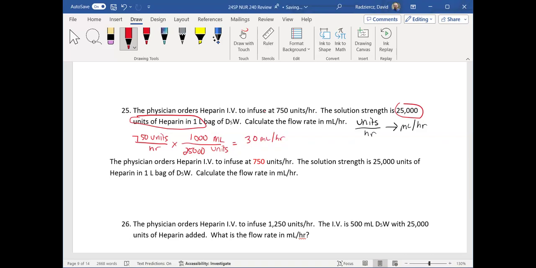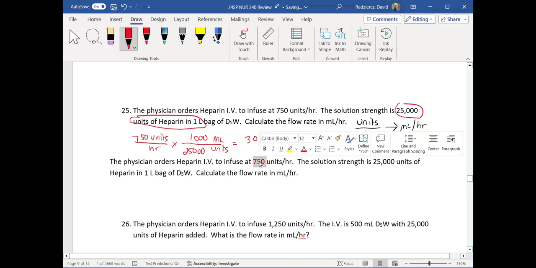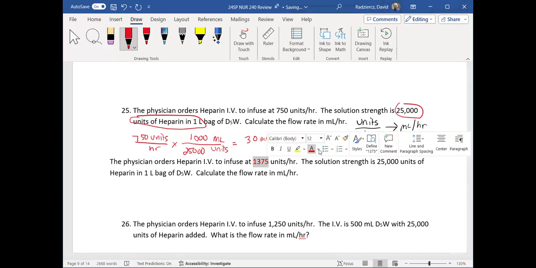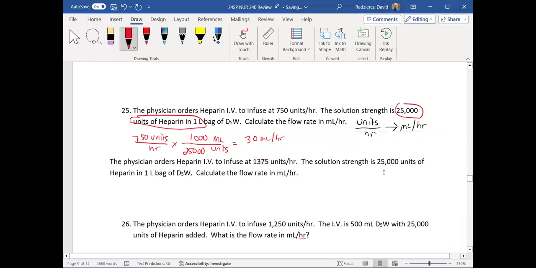So let me give you an alternative. Let me change some of these things. Let's say it's 1375 units per hour. This is going to be an awful question, but it'll work out. 1375 units per hour. We'll leave it at 25,000 units, but this time it's a 1.5 liter bag of dextrose 5% water. So go ahead and calculate your mL per hour, given the new numbers. And then I will jump to question 29 after we get some answers for the alternative 25.